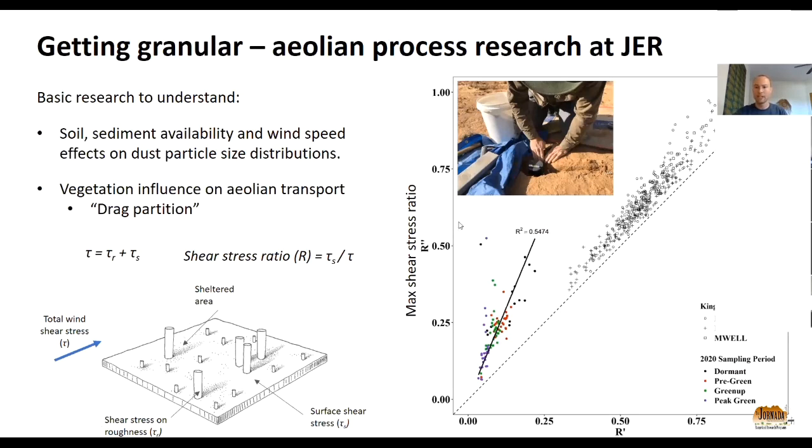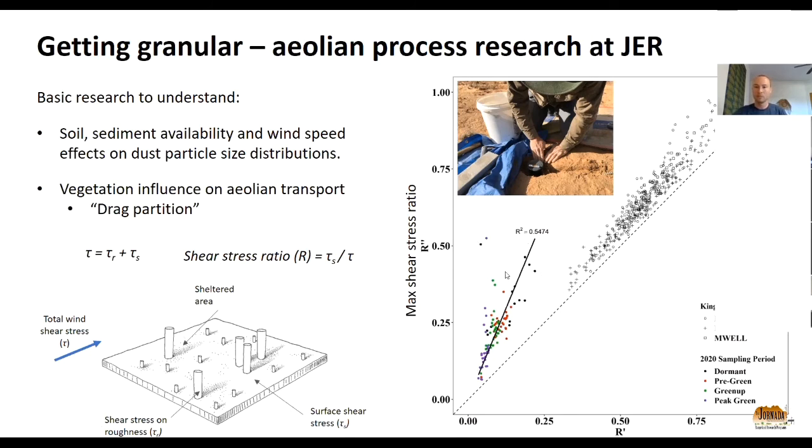We have a phenocam at the Jornada network site, so we use the green chromatic coordinate from the phenocam data to classify our measurements into periods where the vegetation was dormant, pre-green up, and sort of peak green. And we're able to look at how effective the vegetation was at reducing the wind erosivity as the mesquite greened up and as annuals came up and that kind of thing.